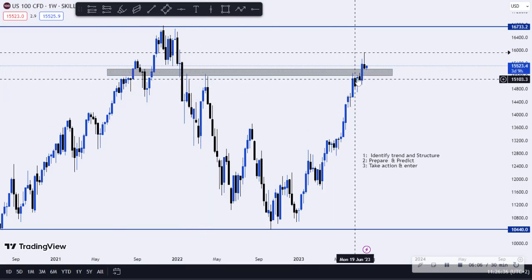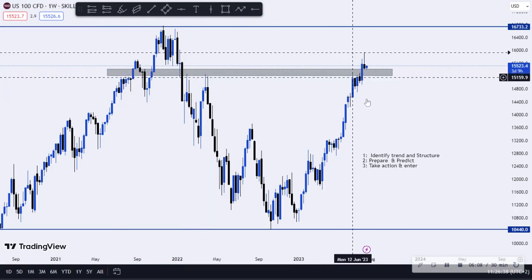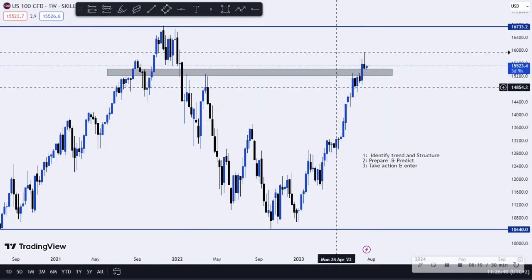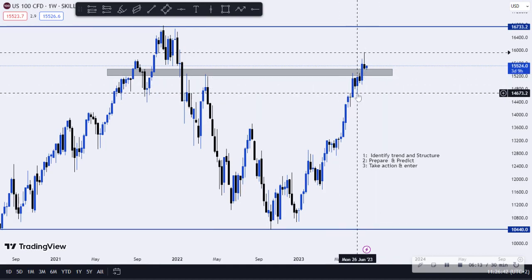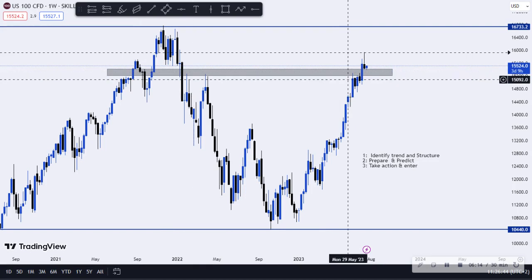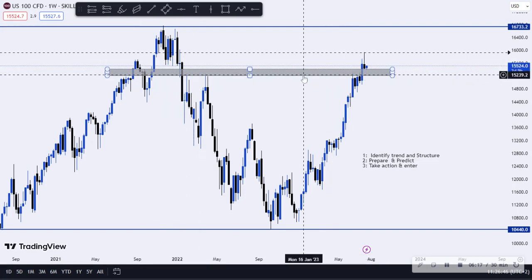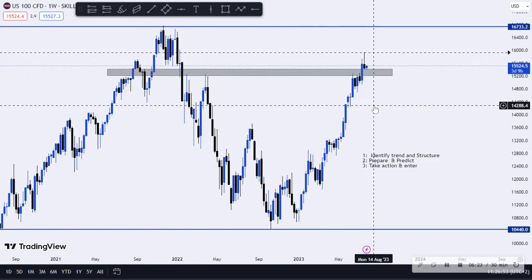Then it came for the third time. The third time it touches and reverses. Then after reversing, it came with power and broke this resistance to become a what? To become a support. Now, the market, we have to focus where?